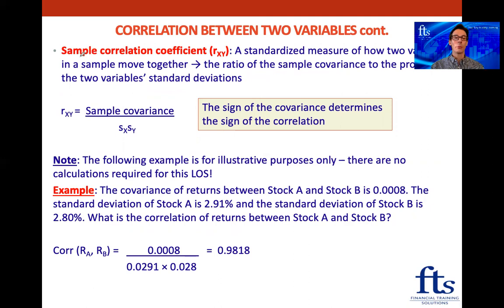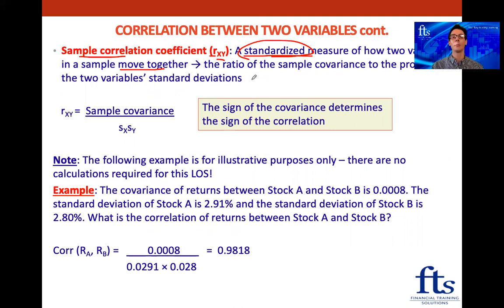So we're going to look at the sample correlation coefficient, which is given the symbol R, where X is for variable X and Y is for variable Y, the correlation between X and Y. So what is correlation now? It's a standardized measure of how two variables in a sample move together. So it's now standardized. That's the big difference, because with covariance, we were just looking at how two variables move together. But now with correlation, it's a standardized measure.